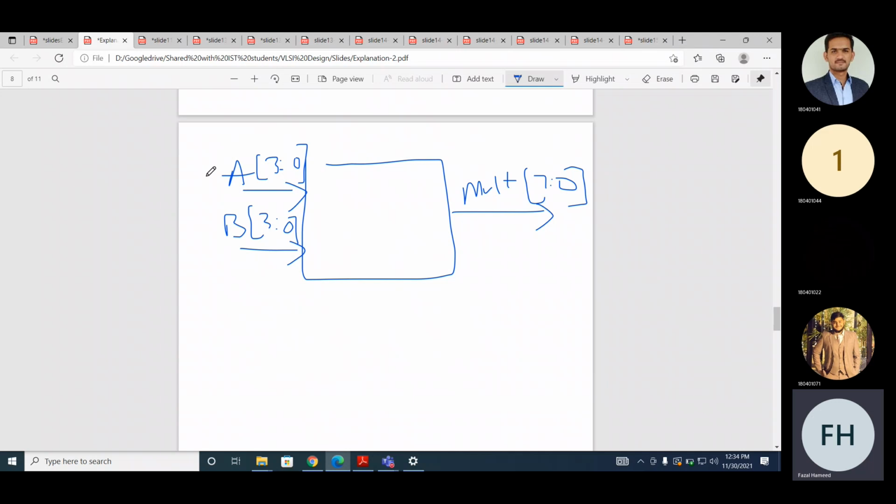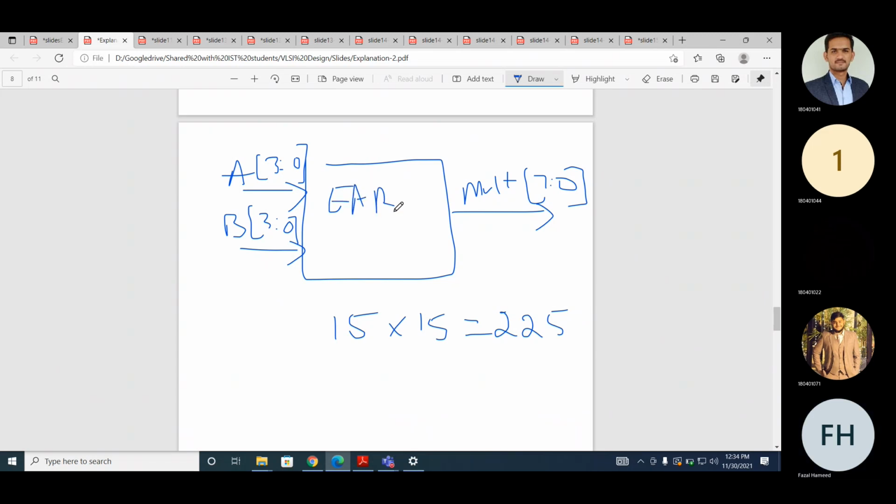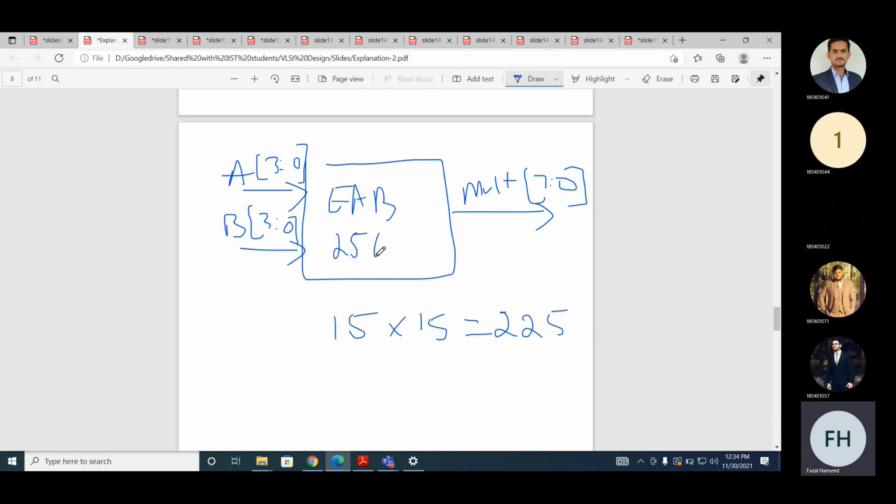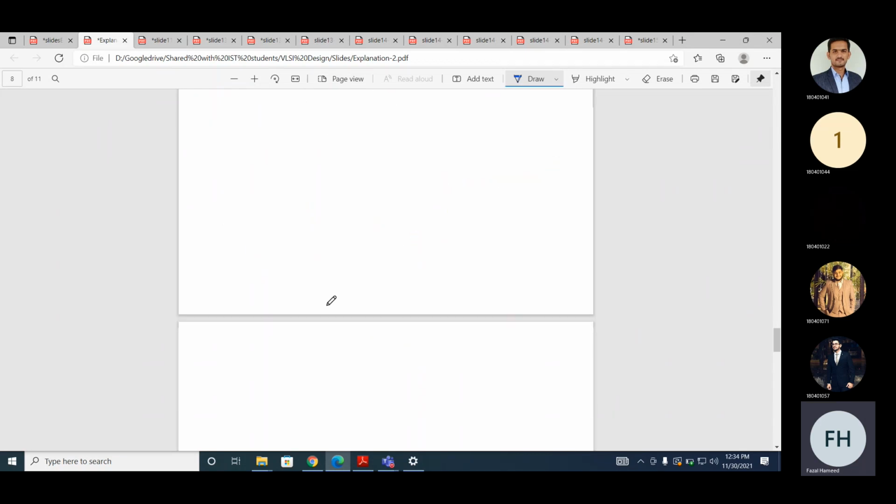What will be the maximum value of A? Let's assume A is a 4-bit signal. What will be the maximum value of A? 15. What will be the maximum value of B? 15. If you multiply 15 by 15, what will be the result? 225. And to store 225, we need at least 8 bits. So we can use the EAB in which mode? 256 cross 8, because the output is now 8 bits.